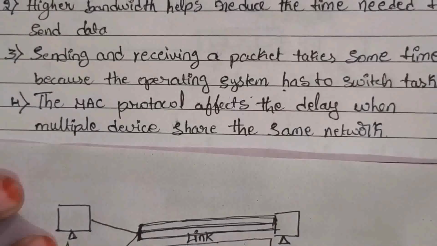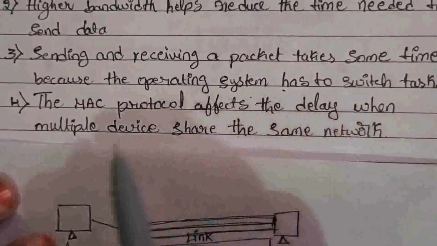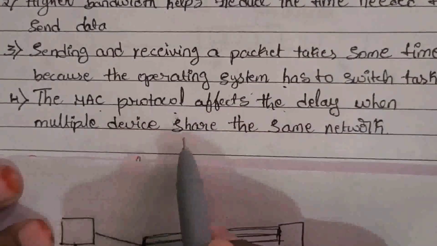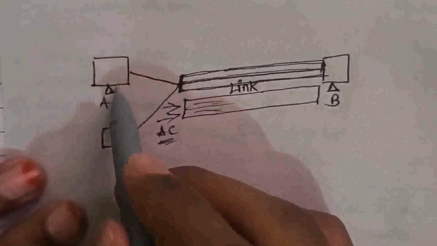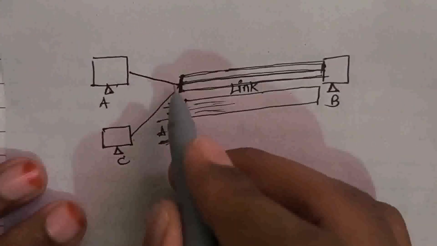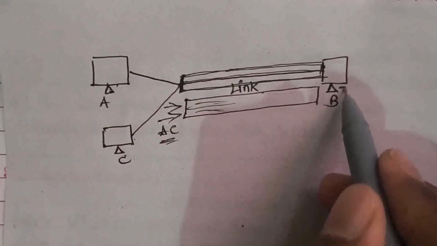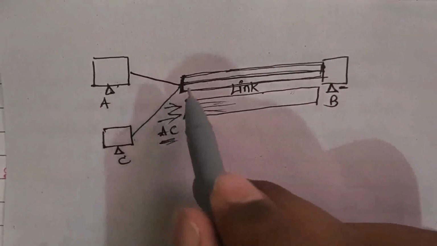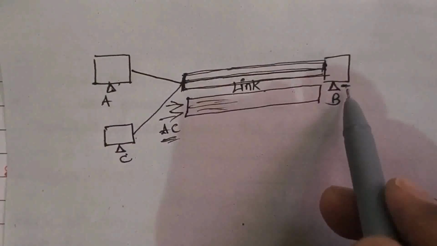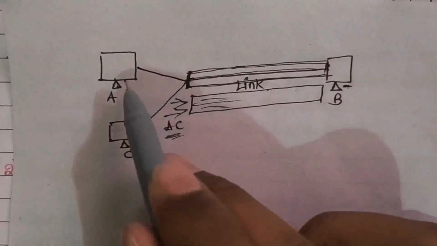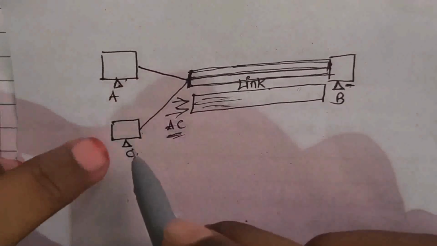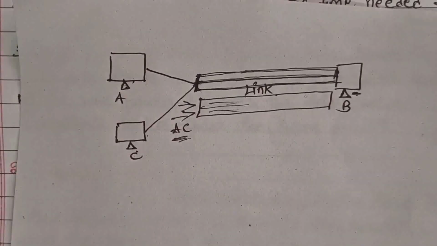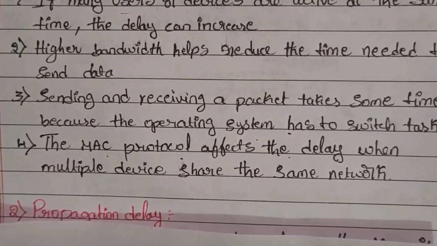Another thing: the MAC protocol affects the delay when multiple devices share the same network. If A and C devices are sharing the network, the B system can decide, using MAC addresses, which system should send the data first. If B decides to let system A send data first, then system C will wait until system A's process completes. These are the 4 factors of the transmission delay.